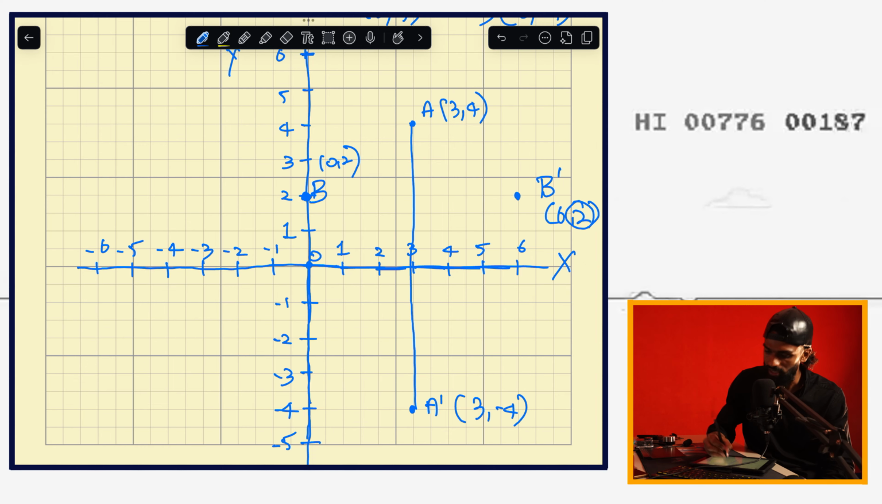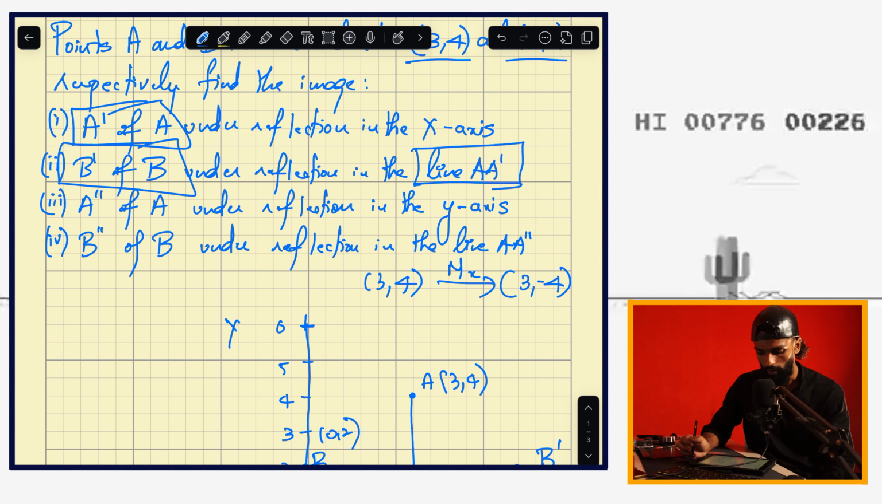Can you see that 2 and 2 are the same because the height remains the same? Why did 6 change? Because the image moved. So I'm done with the second sub-question also. B dash found. Third sub-question.